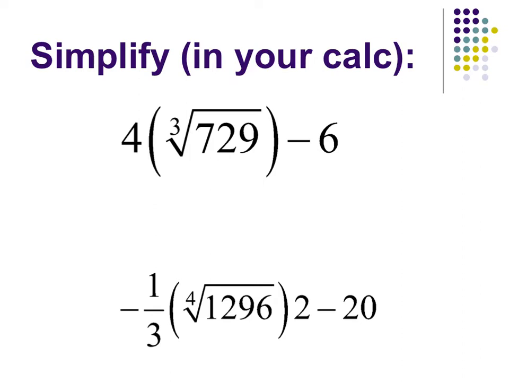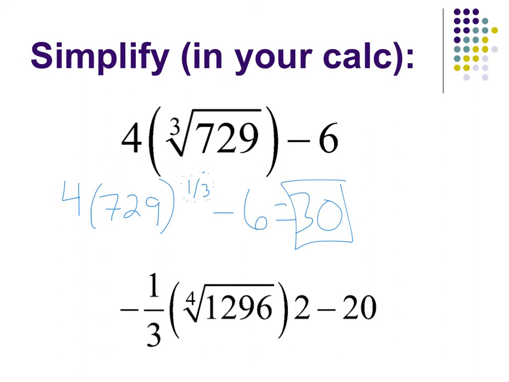There's a couple ways of doing it, but I personally like to type it in like this: 4, and then I do parentheses, 729, and then I hit the exponent button, the caret, the one that looks like this. Now, if it puts it up into a little box that looks like this, okay, you could just write in 1/3, and it will put up in the exponent for you, -6, and you'll get an answer of 30, which is absolutely correct.